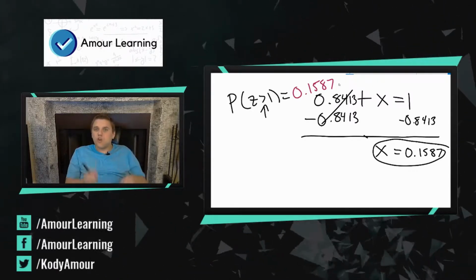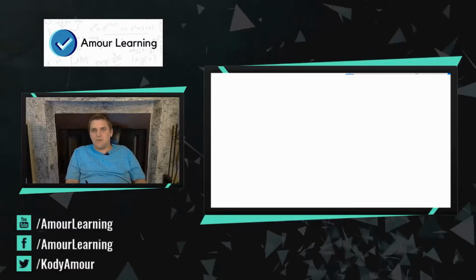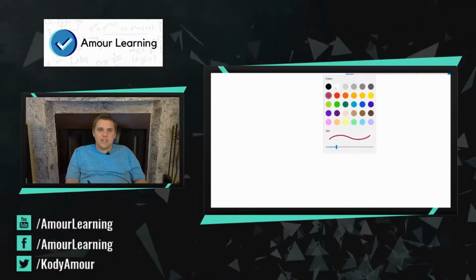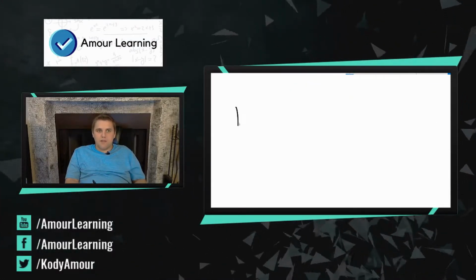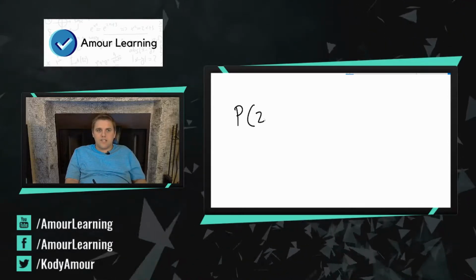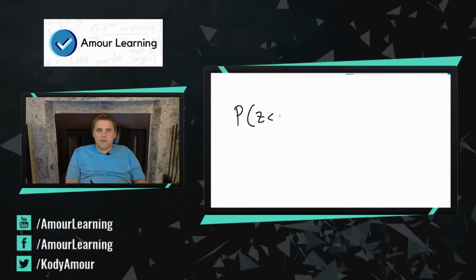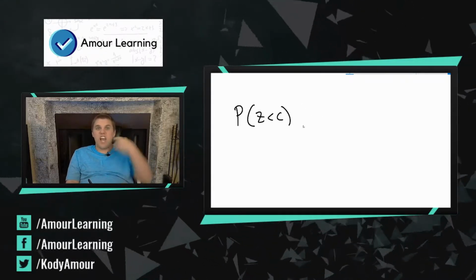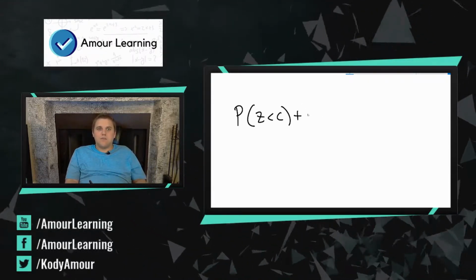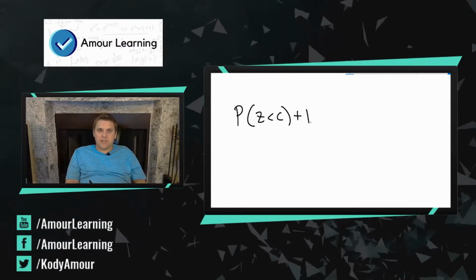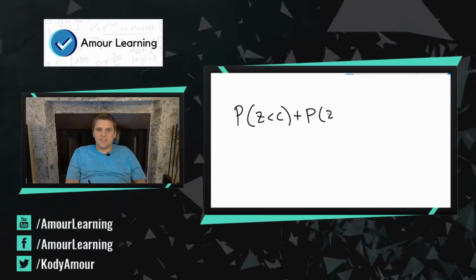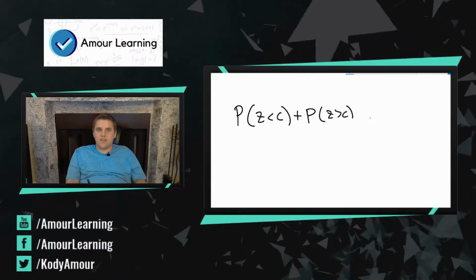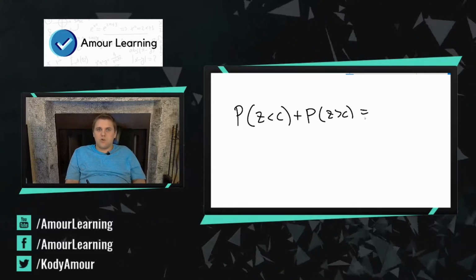Now I'm going to generalize this example to say something real quick. The idea is that the probability that z is less than any number, we'll say that number is c, doesn't really matter what the number is, you can put anything for that c, plus the area to the right, which is the probability that z is greater than c, should be equal to 1.